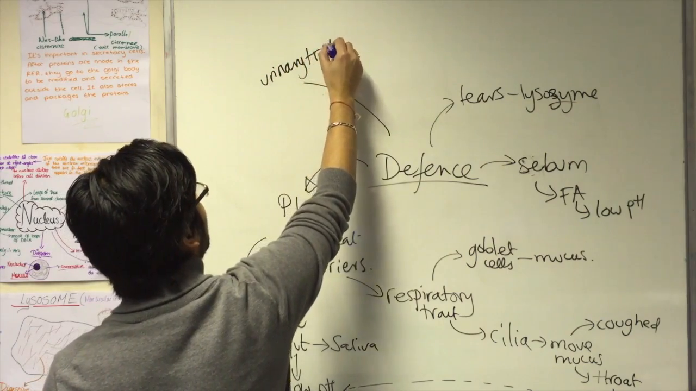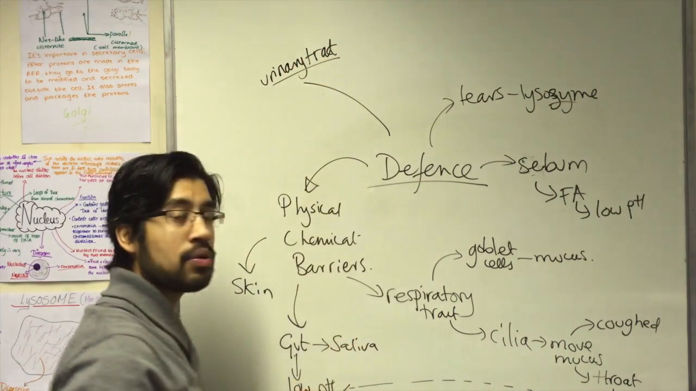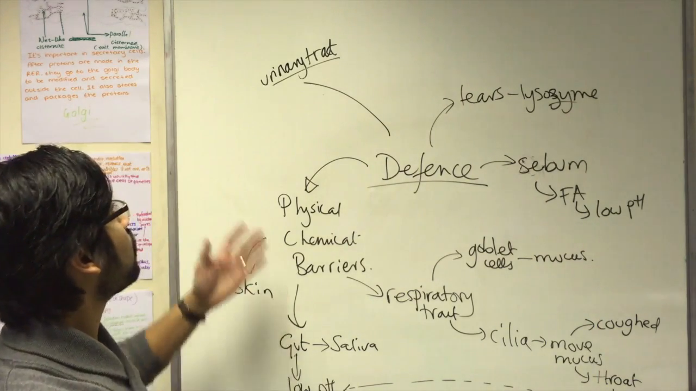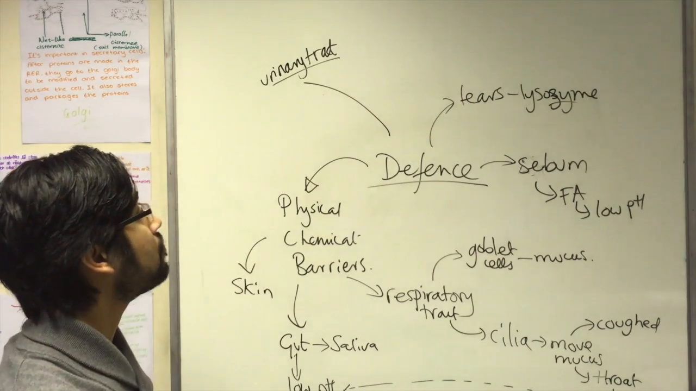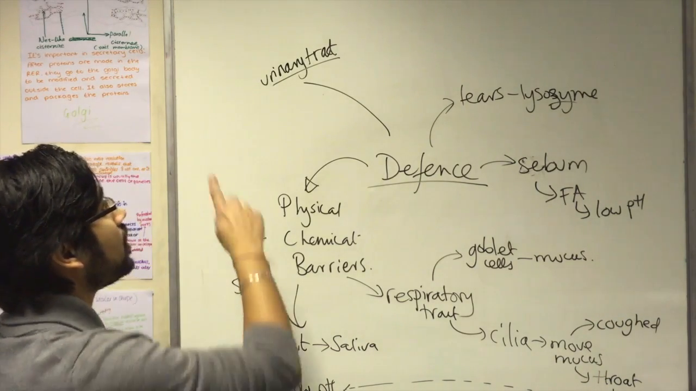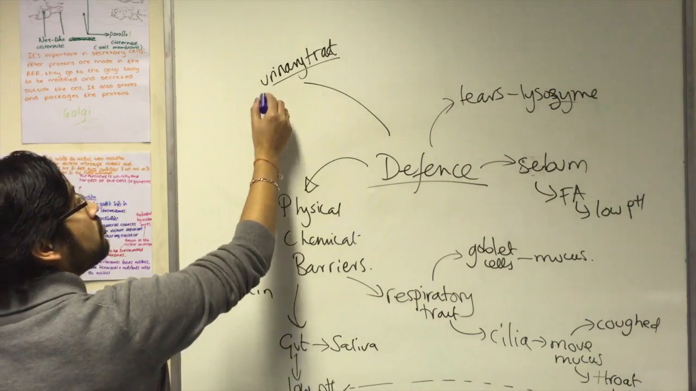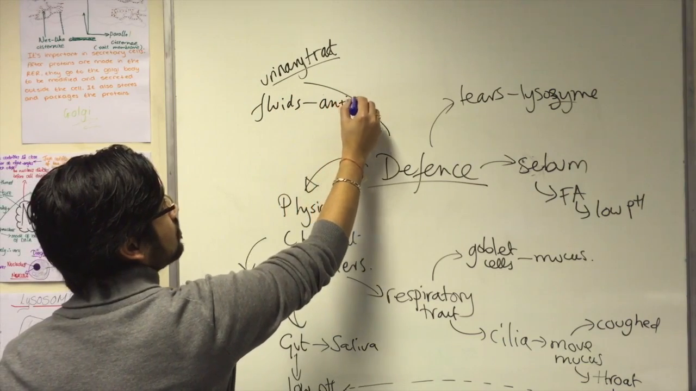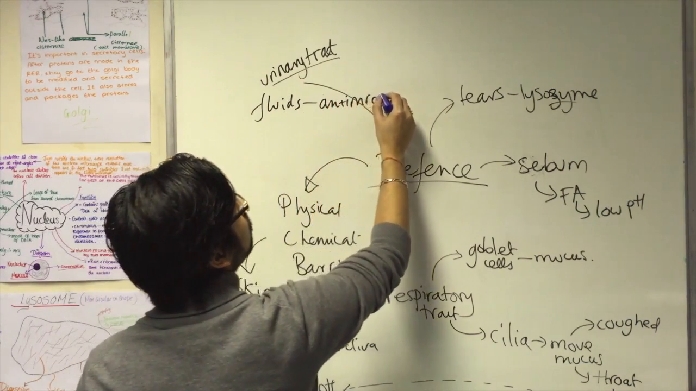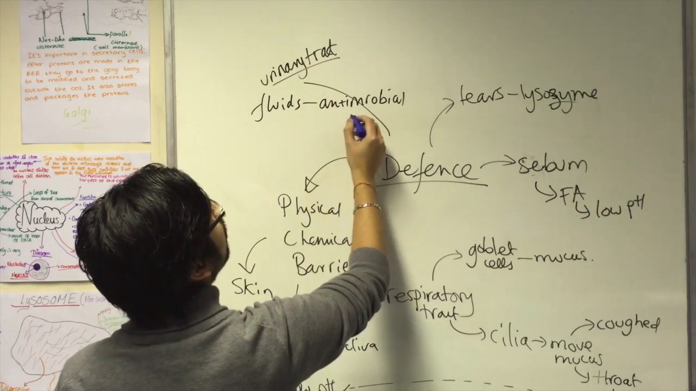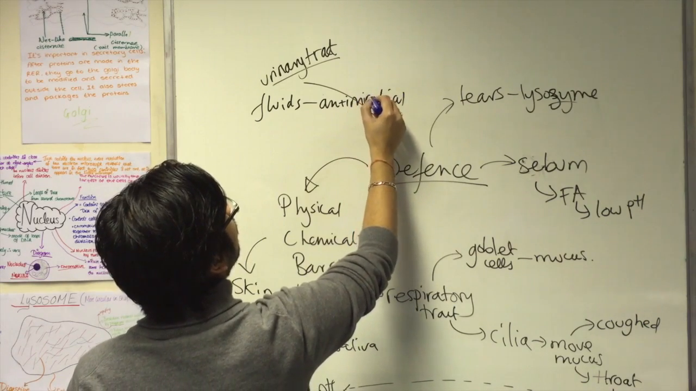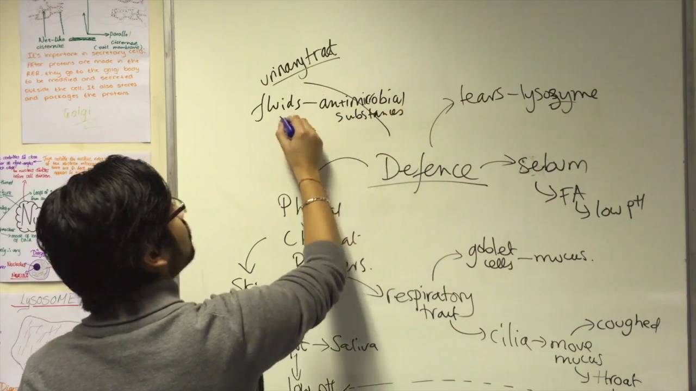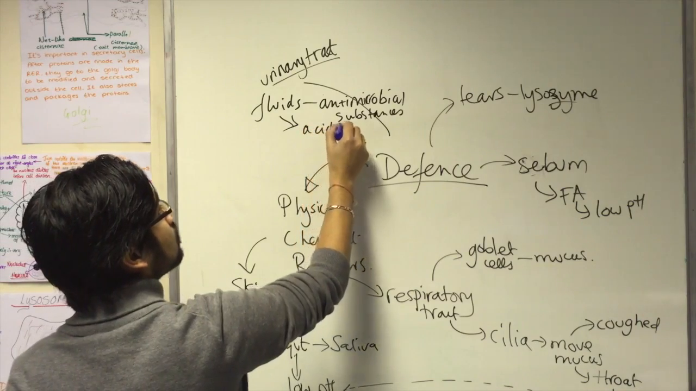in males and females. Now, the urinary tract is also a point of entry for microorganisms. So, you have to provide the defenses in that area as well. Now, the urinary tract contains fluids which contain antimicrobial substances, as well as being acidic.